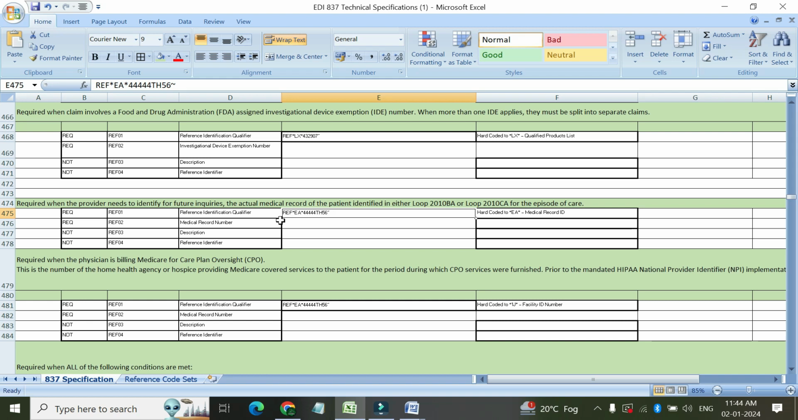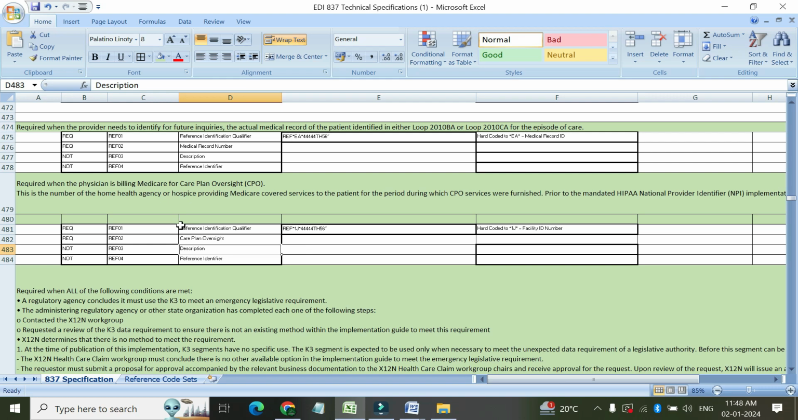Medical record number. This is called MRN. This is a unique number assigned to that patient, unique for that hospital or for that provider. That is the MRN number. And this is not always required. It is only required if the provider thinks that for any future inquiries or follow up, this number can be referenced. Then basically this number is sent on the claim. Else, no.